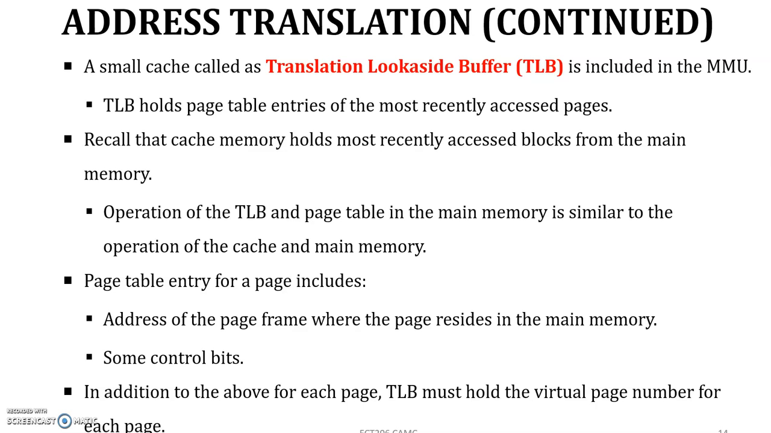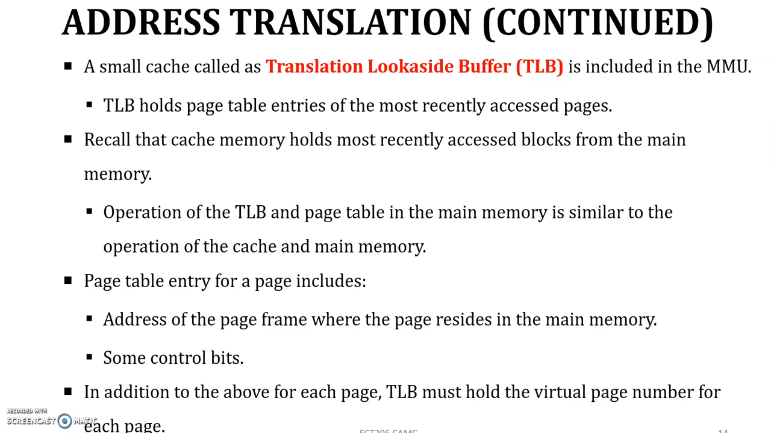We discussed cache memory: instead of accessing the main memory for all the data, the frequently accessed or recently accessed data will be placed in the cache memory. And the same concept applies here: the page table is placed in the main memory, but a small cache of the page table is placed in the memory management unit. The memory management unit is inside the processor chip, so that the processor can easily access it. That cache is called the translation look-aside buffer.